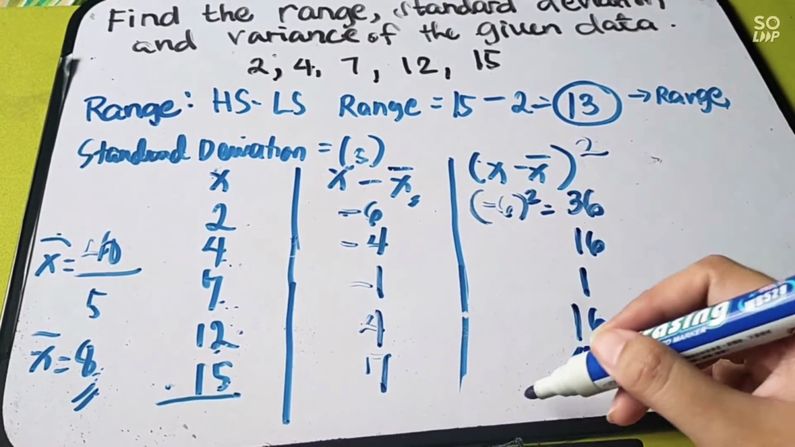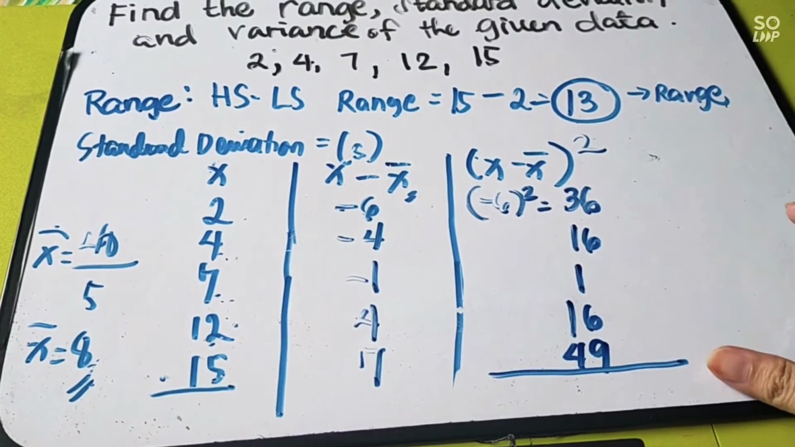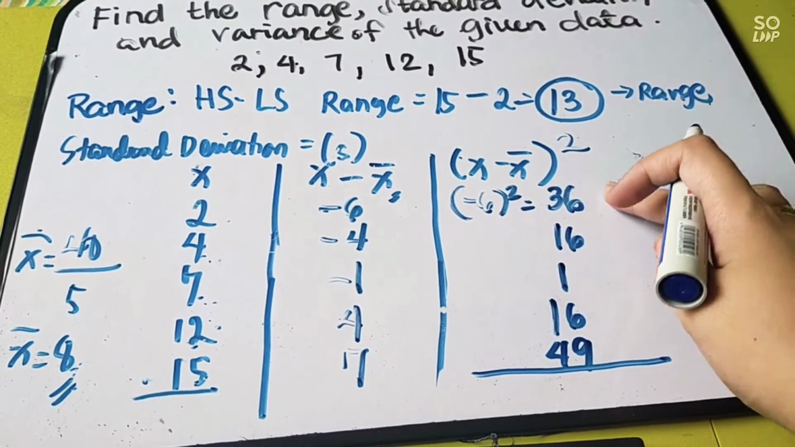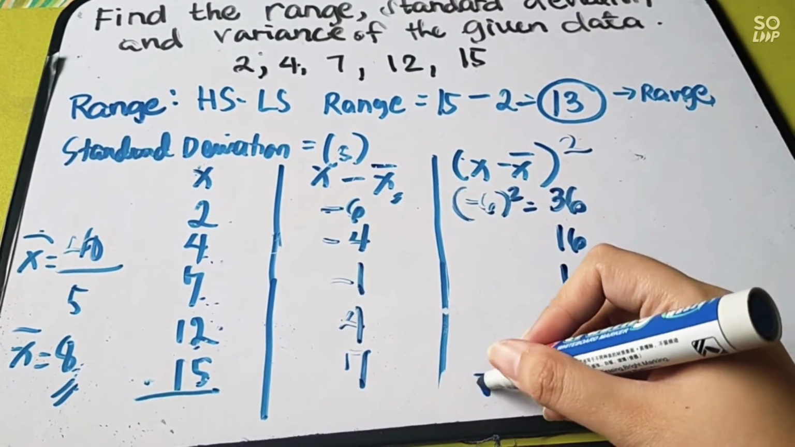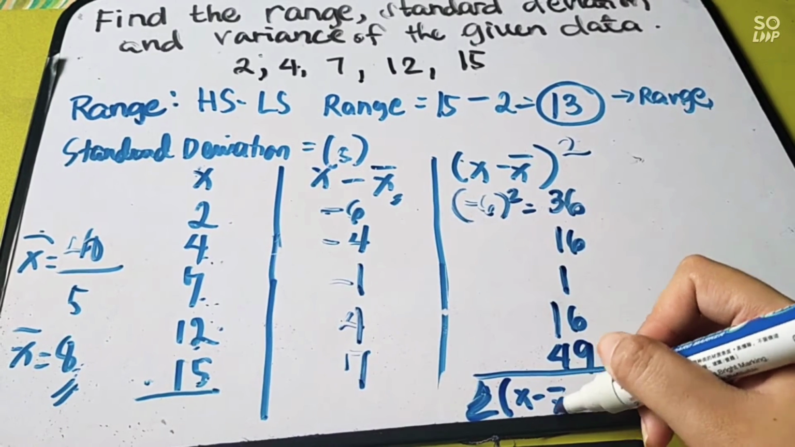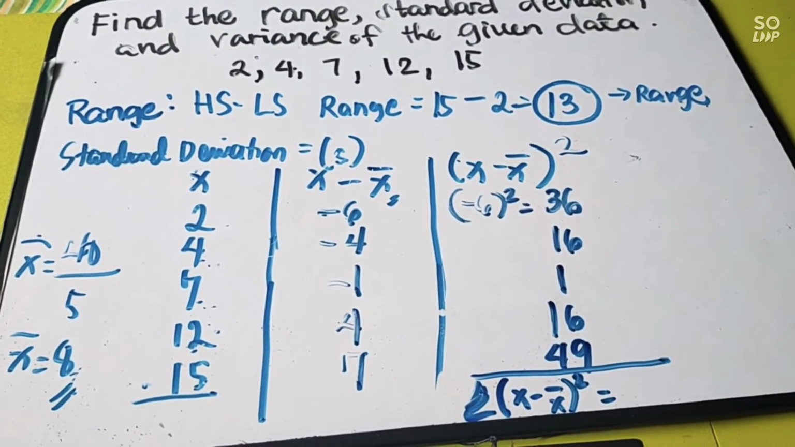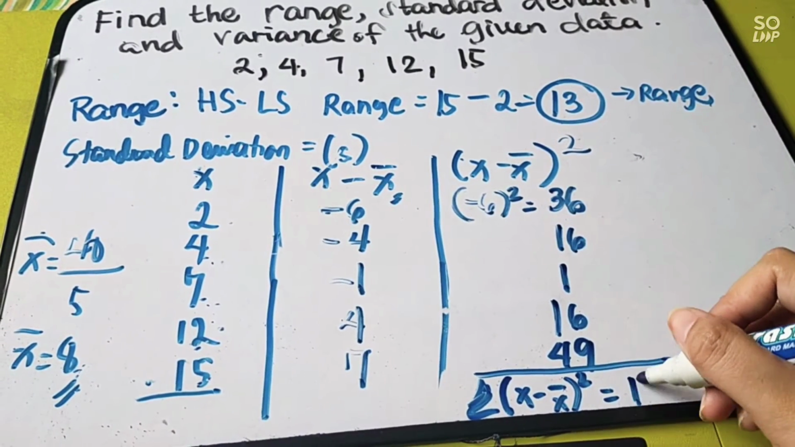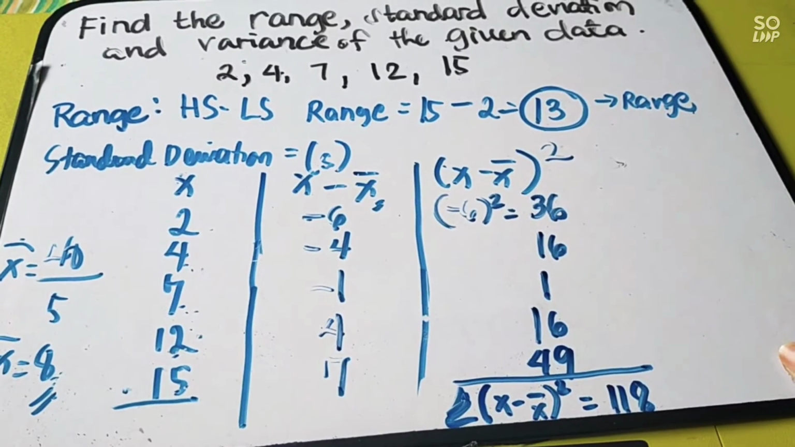Alright? Then, afterwards, find the summation of this one. Pag sinabi mo summation, i-add mo lahat. 36 plus 16 plus 1 plus 16 plus 49. So, this is what you call summation of x minus the mean squared. So, it is equal to, pag inadd mo lahat yan, the answer here is 118. Ayan na. So, kompleto ka na sa list.